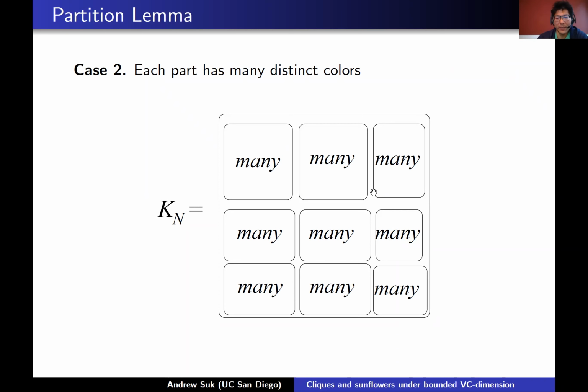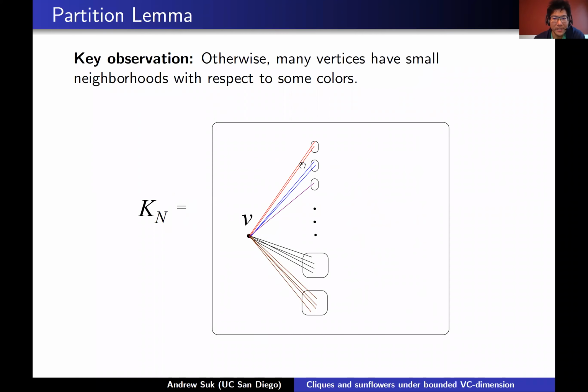Otherwise, we can assume that every single part has many distinct colors appearing inside of it. But remember what that means. That means every vertex has many small neighborhoods with respect to those color classes. So I can assume that each vertex has many small neighborhoods with respect to many color classes. But remember, there are n-1 neighbors because all of the edges are colored, which means that these remaining color classes must be bigger than the average, because the others will be smaller than the average.